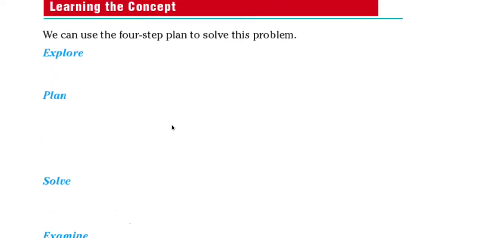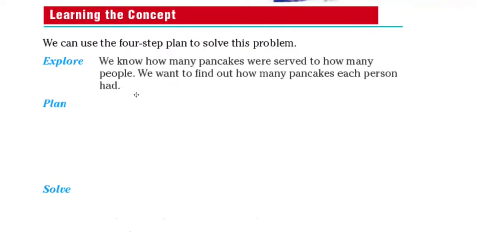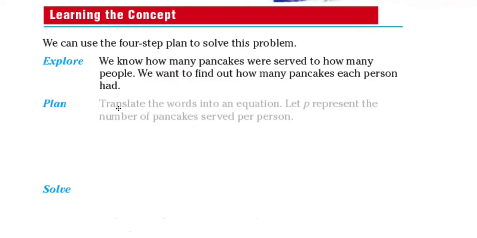Just like anything else, when you talk about a word problem, we can use the 4-step plan, which we already know. How many pancakes were served to how many people? We want to find out how many pancakes each person had. So how do we plan to solve this? We first translate the words into an equation. Again, just like any word problem, we create a let statement. Let P represent the number of pancakes served per person, and that's what the problem is asking.